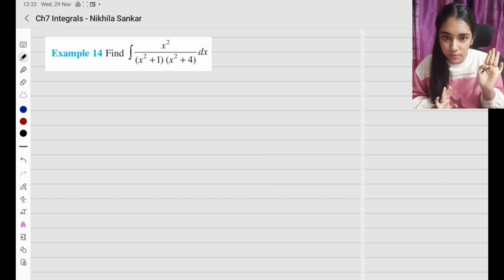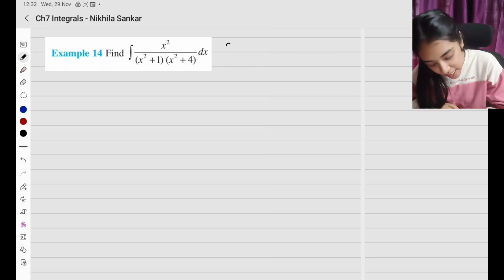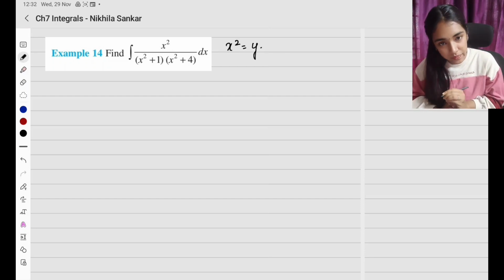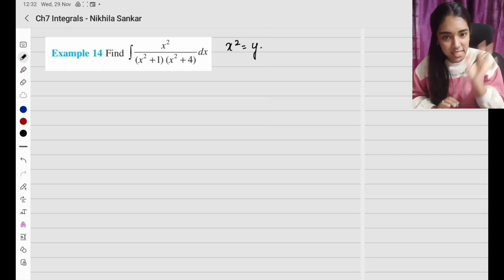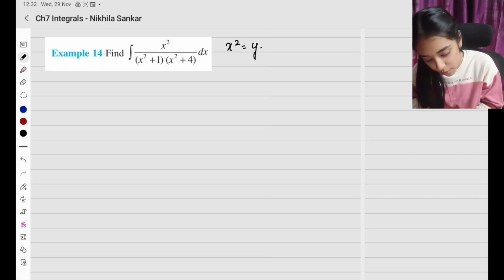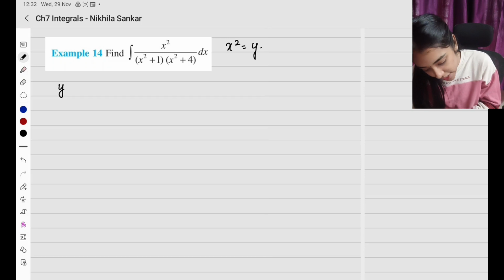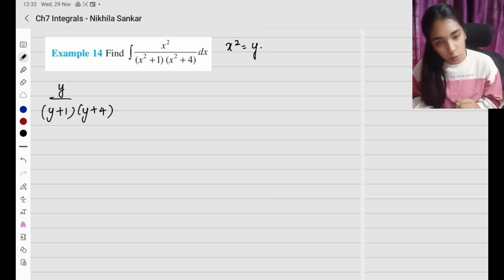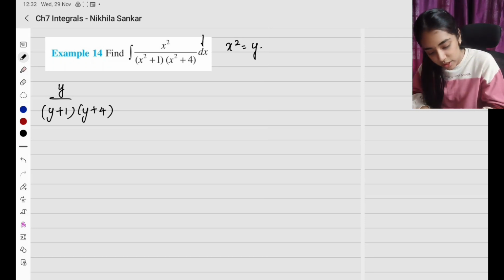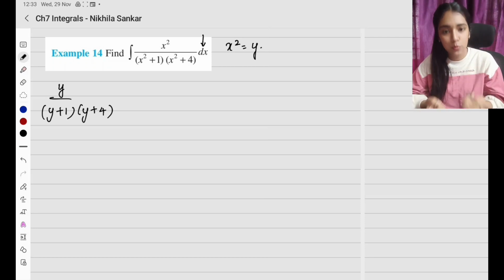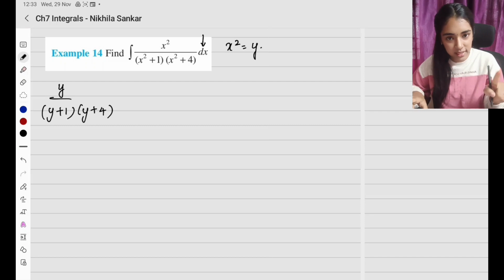அது கடைசில மாத்திடுவோம். எப்ப மாத்துவோம்? இன்டெகிரல் எடுக்கும்போது. So basically I am going to put x square equals y. Okay, I am not substituting. I am just assigning a value, an easier value. இப்போ என்ன ஆக போகுது integral? So this becomes y divided by y plus 1 times y plus 4. இன்னும் நான் integral எடுக்கல. Integral எடுக்கும்போது the variable is going to be x. I have to put back the value. Okay, இது substitution கிடையாது. Remember.